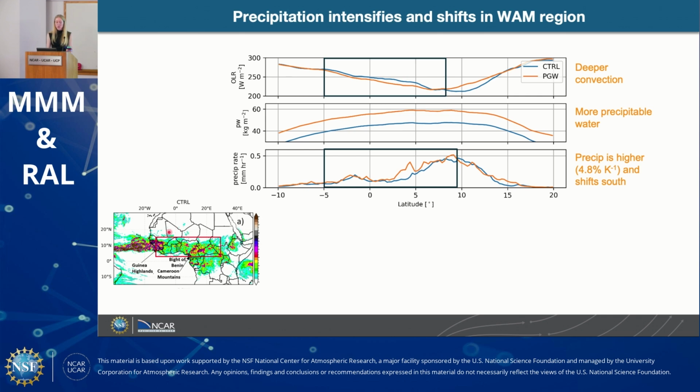So if we take an average over that monsoon box here, we're looking at changes in variables as a function of latitude. So we have OLR, precipitable water, and the precipitation rate. And the changes are shown for PGW in orange and control in blue. Between this box outlined in black here, between -5 to 7, we see that there tends to be deeper convection in the PGW simulations. Precipitable water increases across the board due to warmer temperatures. And then when we look at the precipitation rate, we see it's higher, but we also see this notable southward shift as well that matches where we're seeing that deeper convection in PGW.